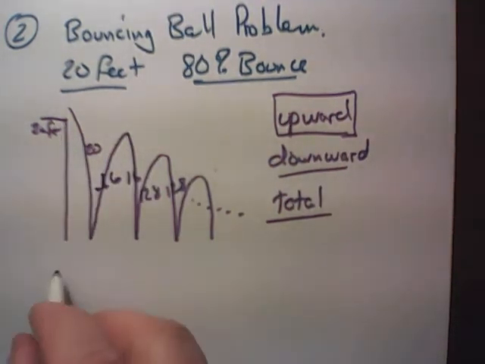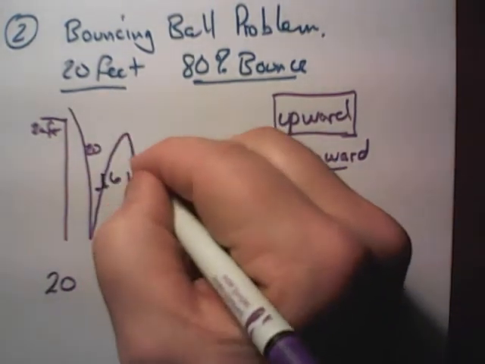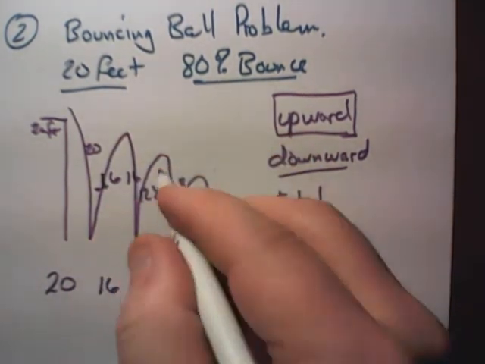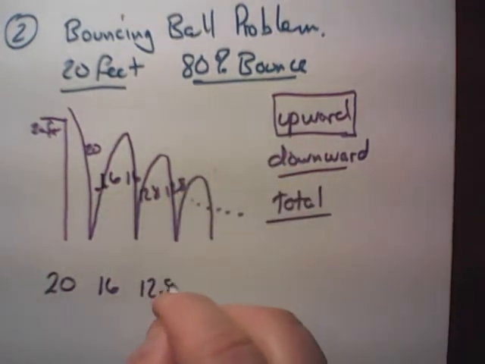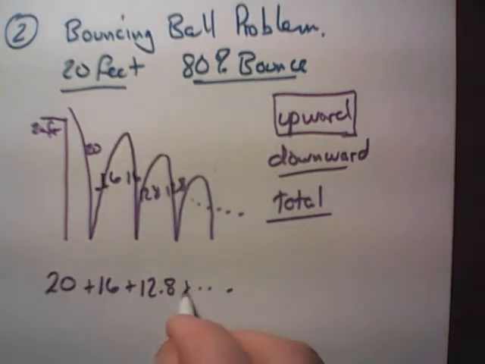This is a converging geometric series that looks something like this. It started going down 20. And the next time it went down 16. The next time it went down 12.8. And it continued to do that. And what we want to do is add all those numbers together. And it goes on forever.